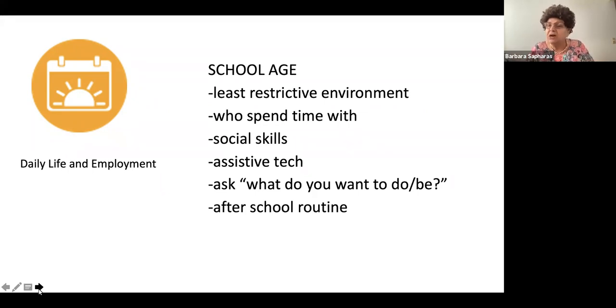And in school age, are we asking them, what do you want to be when you grow up? We don't ask that question of children because we tie them to that for the rest of their life, but to see where their interests are so we can provide them with experiences and opportunities.